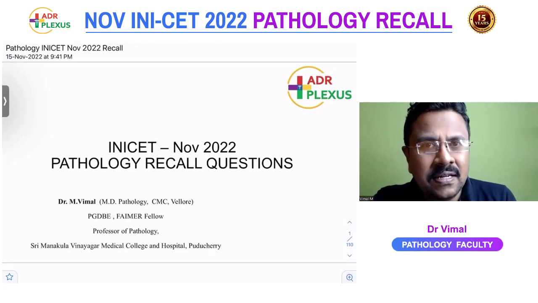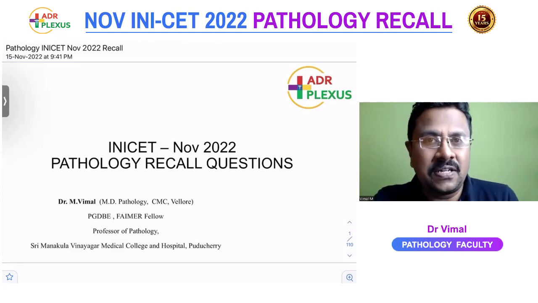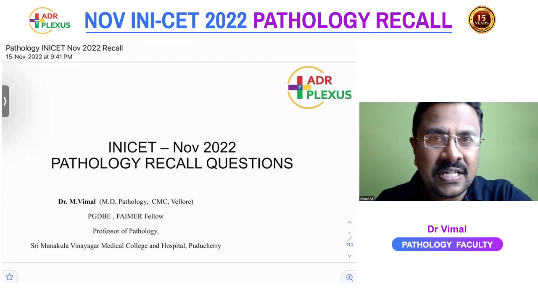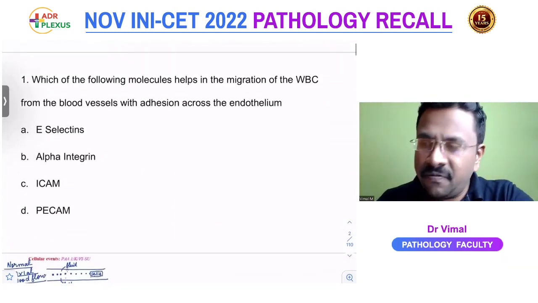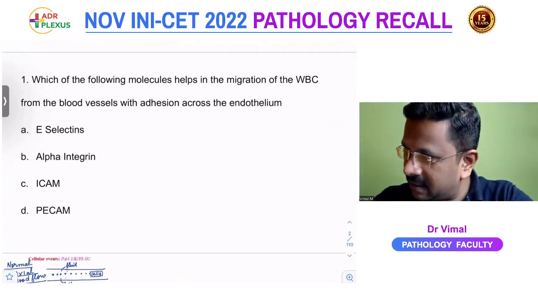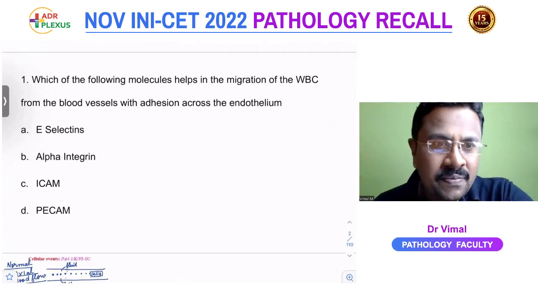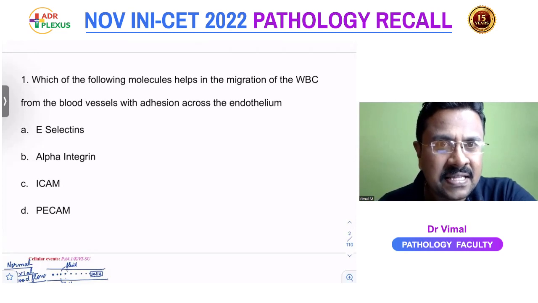In this session we will be seeing both the questions asked in the morning session as well as in the noon session. So let us start our discussion with the first question. Which of the following molecules helps in the migration of the WBC from the blood vessels across the endothelium? This is a recall based question.